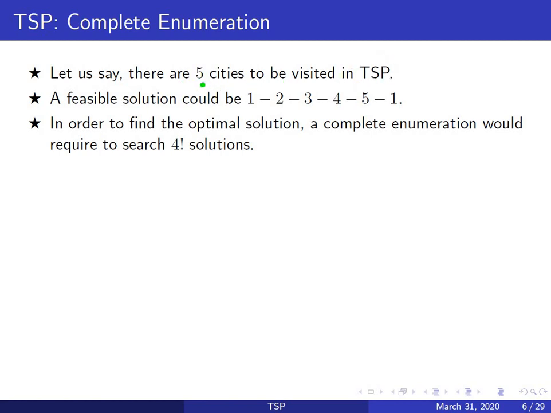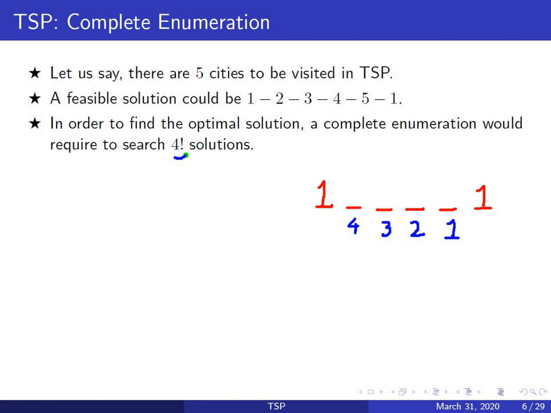We are going to start with a 5-city TSP problem. A feasible solution to the 5-city TSP problem will be going from 1, 2, 3, 4, 5 and returning back to 1. Now for a 5-city problem, if you start from city 1 and end at city 1, there are 4 possible cities that can be placed in the second place. Then there are 3 possible cities that can be placed in this place. Here you have 2 possible cities and then here you have the last remaining city. So the total combinations or the total tours that you can get from the 5-city problem is 4 factorial.